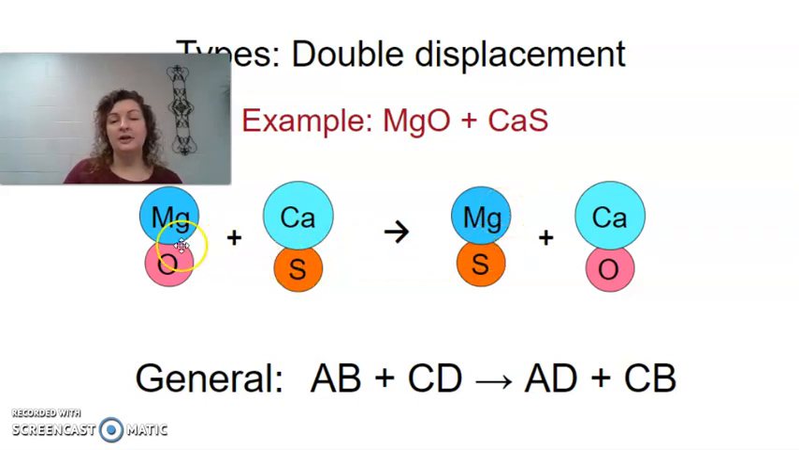So do we see how it swapped? Like the pink used to be with the blue, now it's over here with the green. And the orange used to be with the green, and now the orange is over here with the blue. So literally they just swap partners. Like if you were dancing as a couple and there's another couple dancing and you swapped and danced with the other person. That would be a really good example of double displacement.